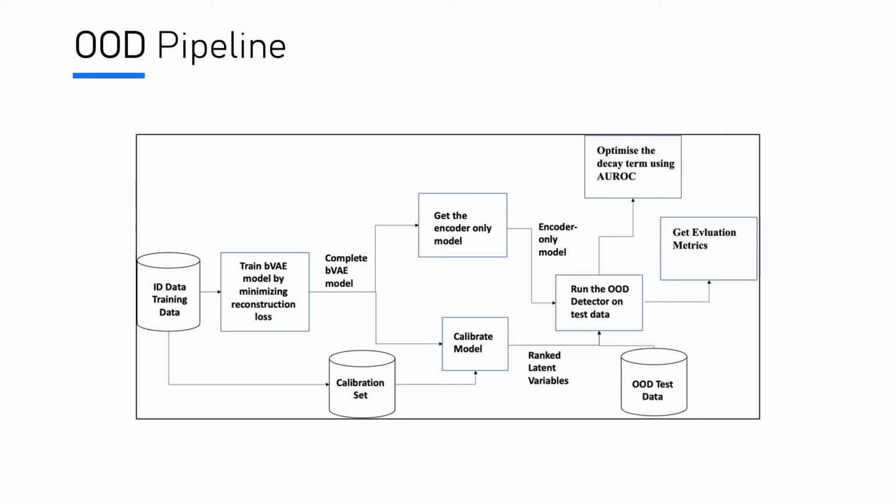After that, the resulting files from the OOD detection are used to calibrate the decay term of the OOD detector based on the ROC curves and the area under them. Finally, the evaluation metrics for accuracy, execution time, memory footprint, and OOD performance are recorded.